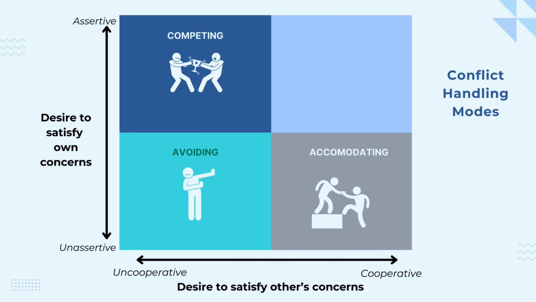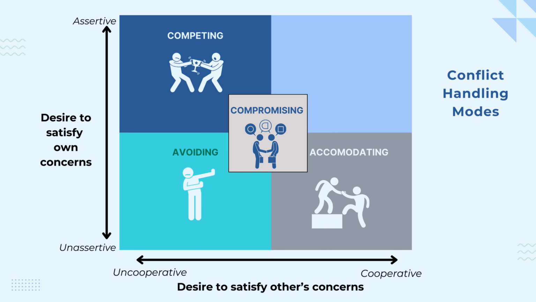Then we have 3, and that is avoiding, and that is unassertive and uncooperative. And avoiding is basically sidestepping the conflict altogether. You withdraw or evade the situation, leaving everyone's concern unmet. And this can be handy for trivial issues or when there's 0 chance of winning. But watch out, because avoiding conflicts can lead to unresolved problems and a whole lot of frustration.